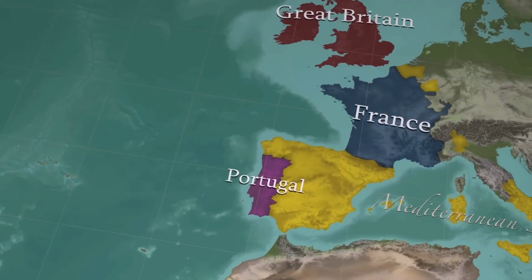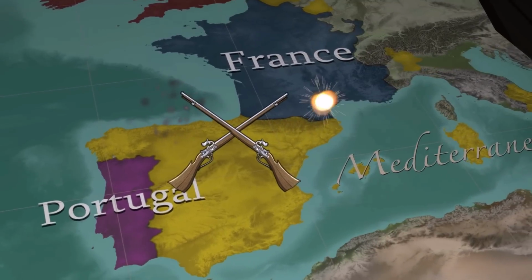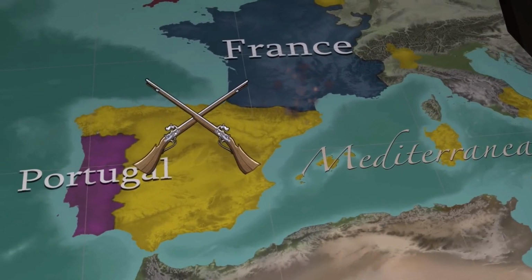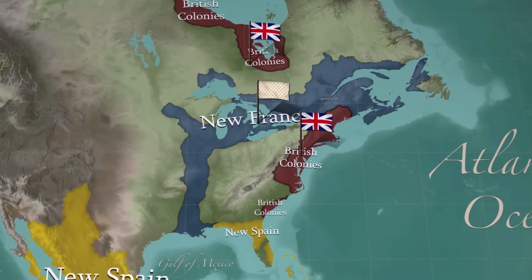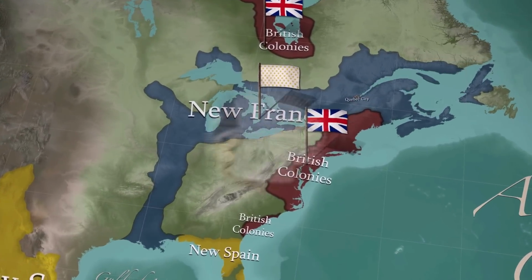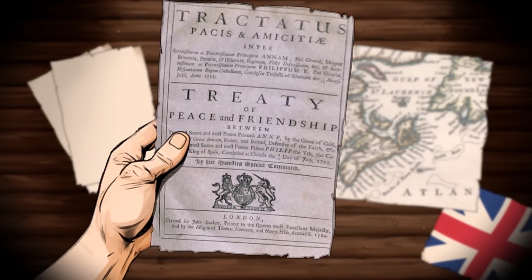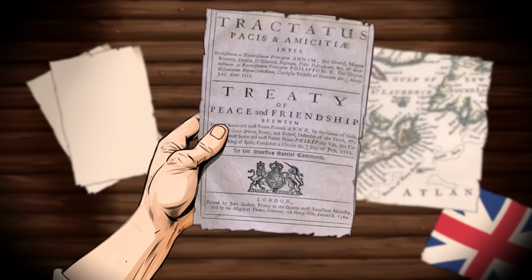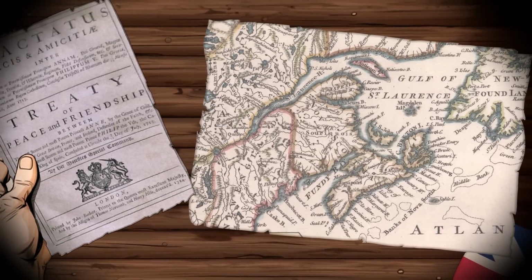The War of the Spanish Succession involved several European powers in the early 18th century, and this had a profound effect on North America. When the dust settled, France was forced to cede several of its territories, as dictated by the 1713 Treaty of Utrecht. France was also specifically forced to hand over Acadia, or Nova Scotia, to Britain.